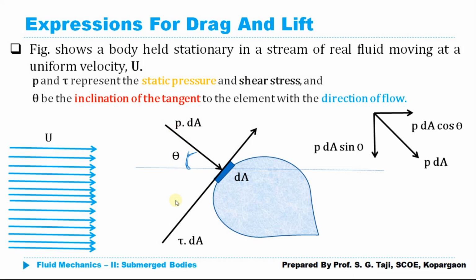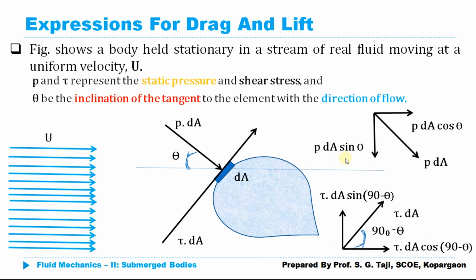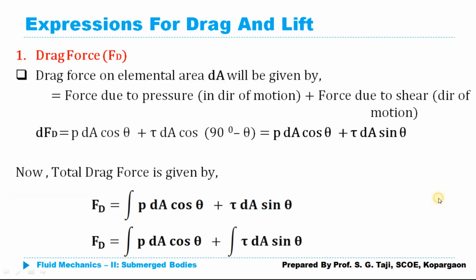The first one is the pressure force. I am going to resolve it into two directions. First is the horizontal component, acting along the direction of motion, that is P dA cos theta. The normal component will be P dA sin theta. Similarly for the shear force, the normal component will be tau dA sin of 90 minus theta, and the component in the direction of motion will be tau dA cos of 90 minus theta. Here sin of 90 minus theta can be written as cos theta, and cos of 90 minus theta can be written as sin theta.